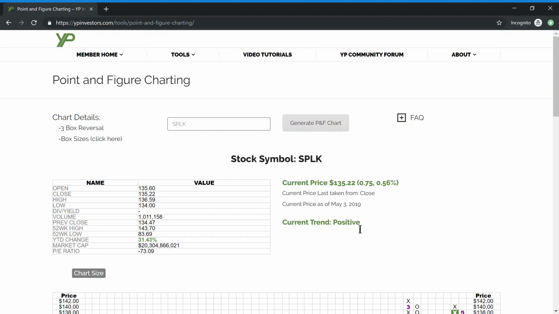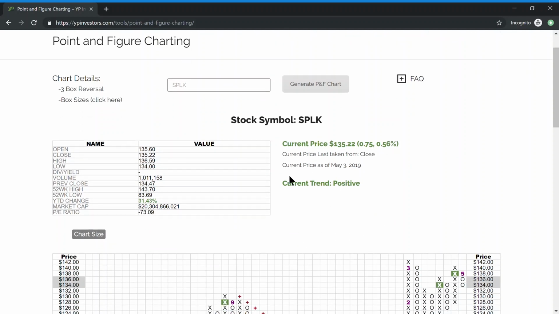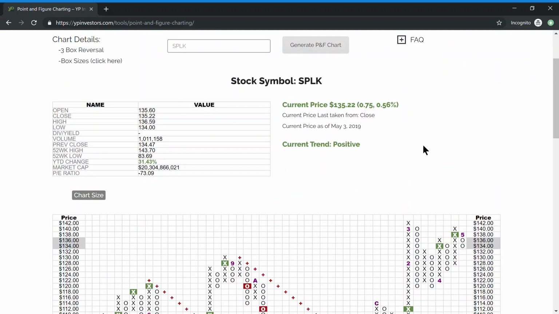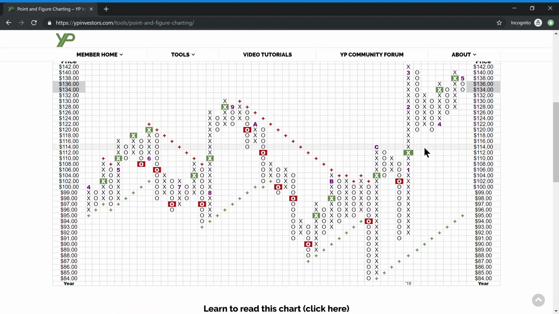In our YP Investors point and figure charting tool, we use the point and figure chart of each stock to determine the current trend of the stock, and we automatically spit that trend out instantly once you click Generate P&F Chart. So it makes it really easy to figure out if the stock you're interested in is currently in a positive or negative trend. But let's look at this in more detail and scroll down to the point and figure chart.